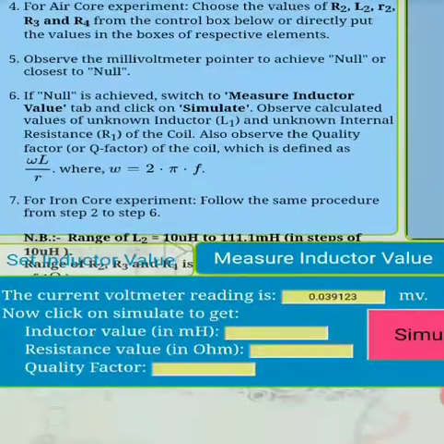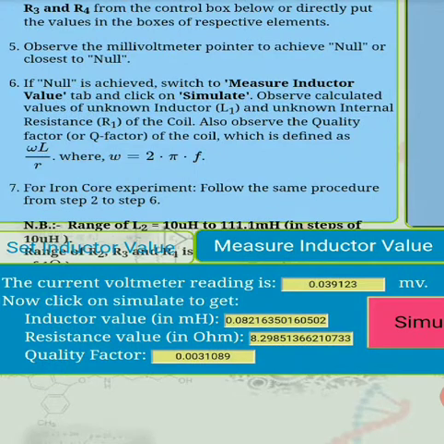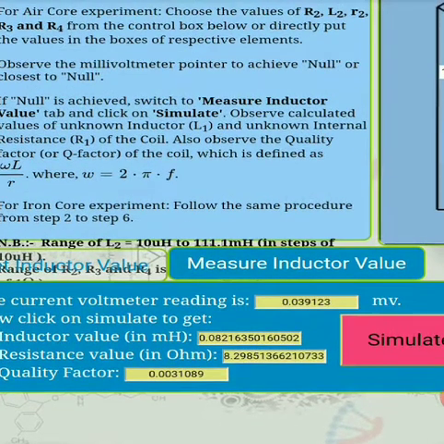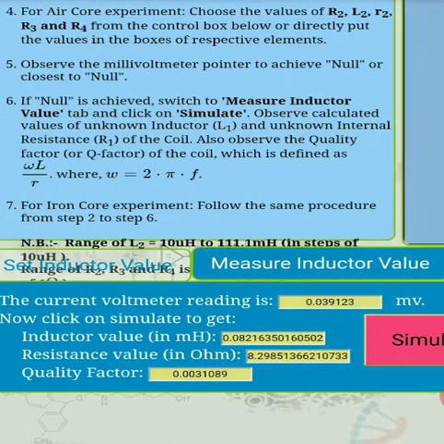So the measure inductor value tab shows 0.0821 and resistance value is 8.298 and quality factor is 0.03. This is what I needed to measure.